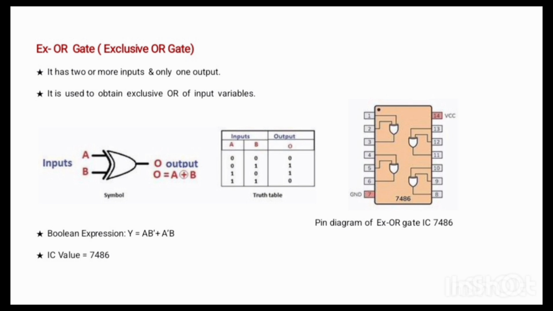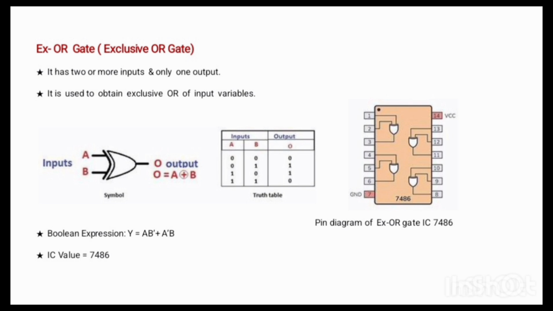The truth table of 2 inputs XOR gate is: when both the input is low, at that time output will be low. When both the input is high, at that time output will be low. Any one of the input is high, at that time output will be high.